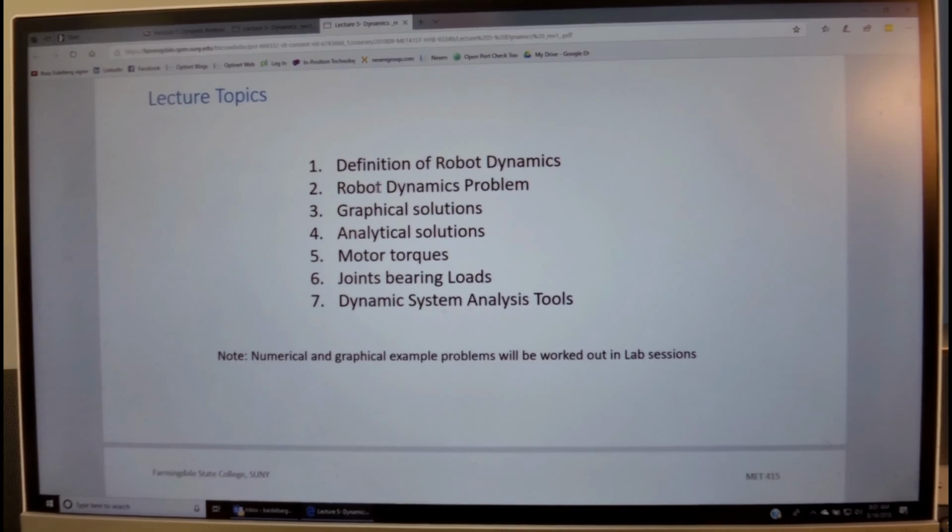dynamics problem. We take a look at graphical solutions and analytical solutions to the robot dynamics problem. We'll see how we calculate motor torques and joint bearing loads by solving the robotic dynamics. And then we'll take a look at some system analysis tools that help us solve dynamic problems related to robotics.